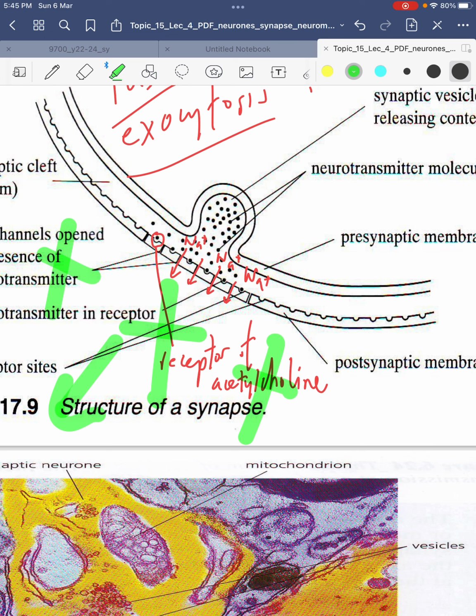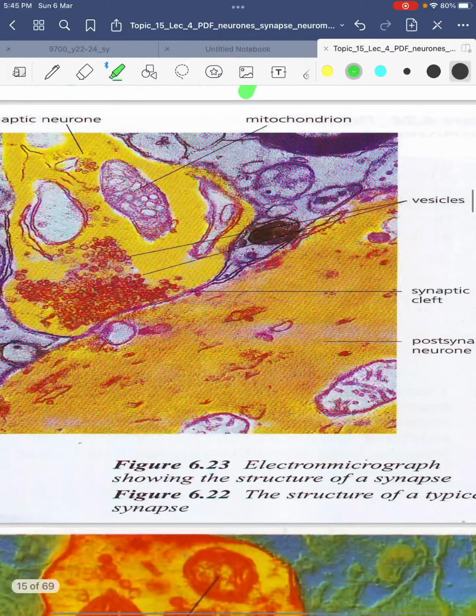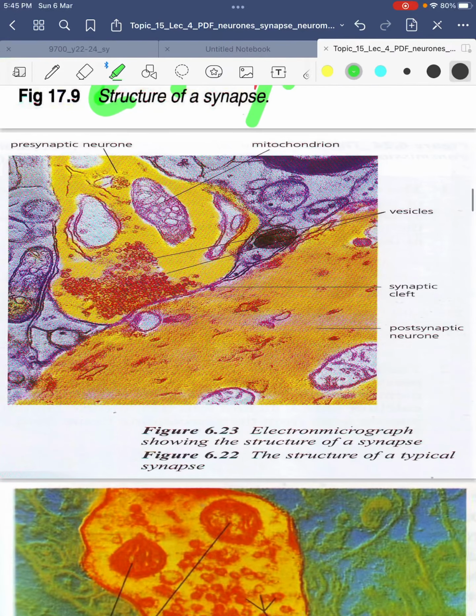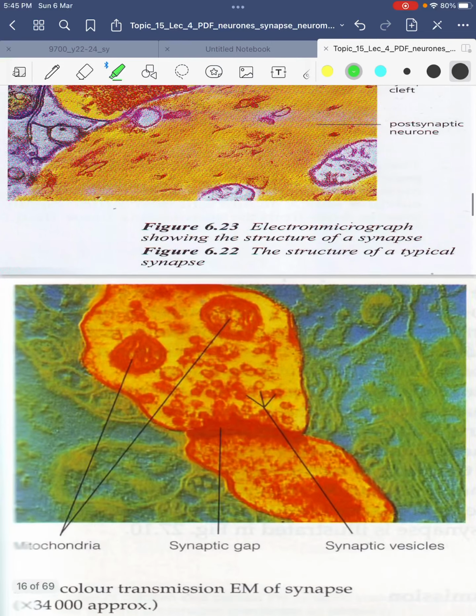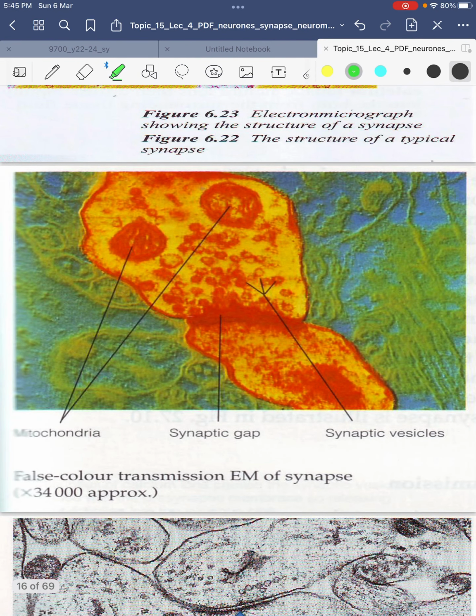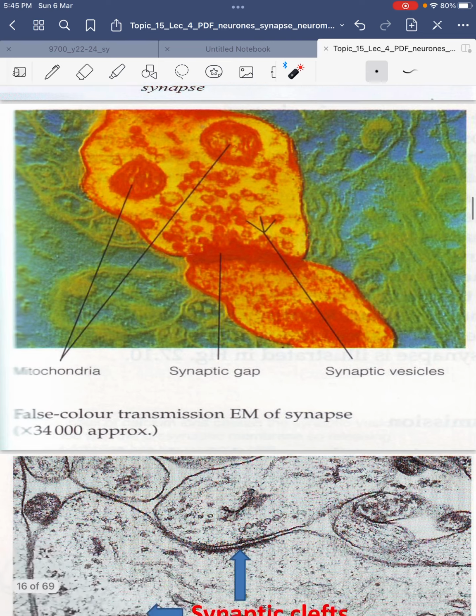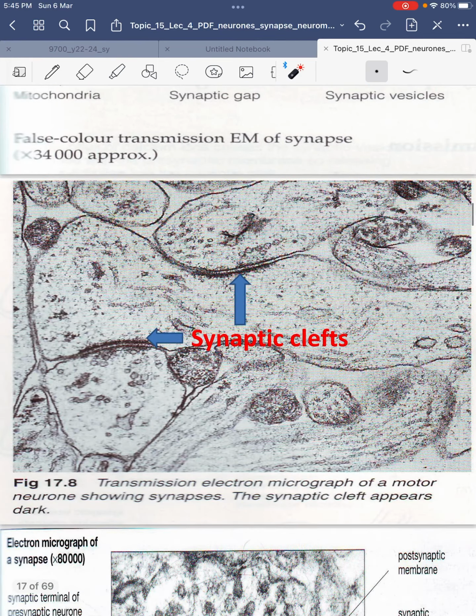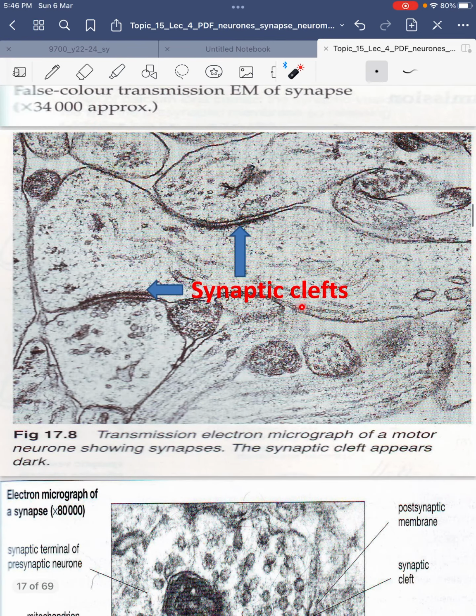Okay, so it's just some of the images. You can spend more time when you look at the actual soft copy. As you can see here, these are the vesicles containing acetylcholine. This is the gap, the synaptic cleft.